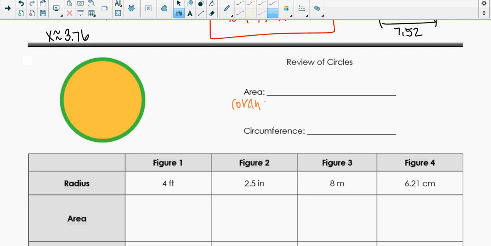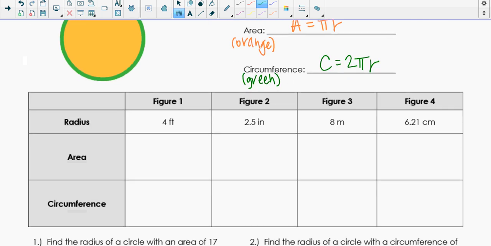So if you look, the area of a circle, that is the orange part. That's the inside, right? Area is when you're trying to paint a wall, something like that. You're trying to do the fill in. So area is pi r squared. Circumference, that's the green. The circumference is another way of saying perimeter of a circle. So that is 2 pi r. Okay, so those are not new formulas to you.